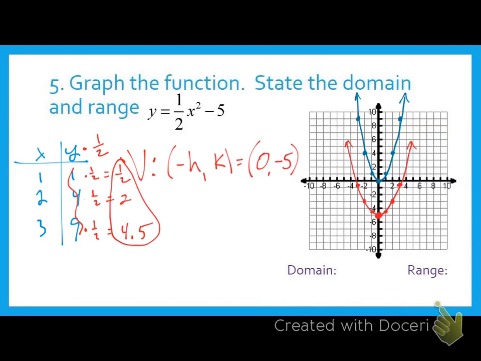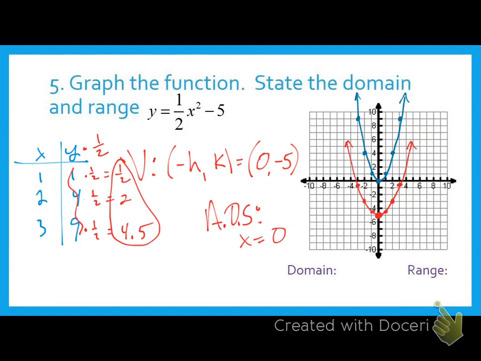Okay? Now we did forget the axis of symmetry. Remember, the axis of symmetry is always that equation, x equals the x coordinate for the vertex, because the vertex has to sit on that axis of symmetry. Okay? So there we go.